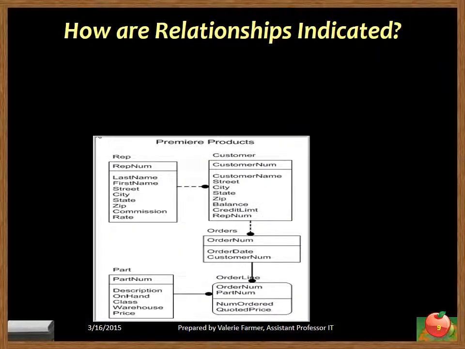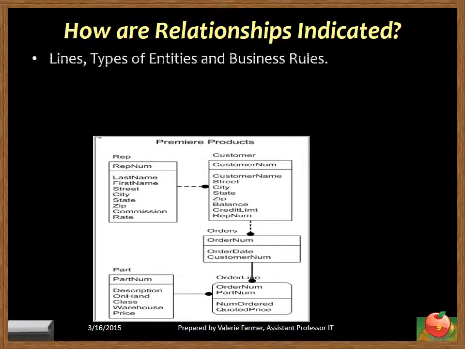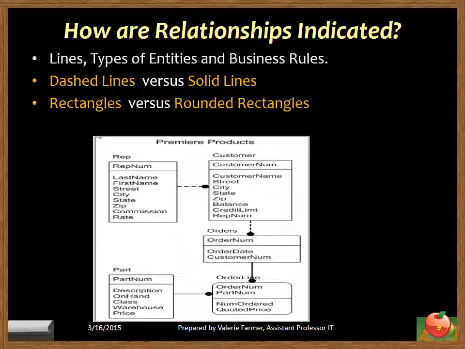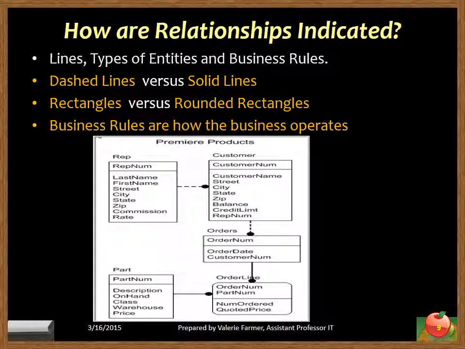How are relationships indicated? Lines and the type of entities and business rules are ways that relationships are indicated. You will see in this diagram there are dashed lines versus solid lines. We'll explain why that is a little later. There are rectangles versus rounded rectangles. We'll explain why that is later. And business rules, how a business operates, also determine the relationships in the database.